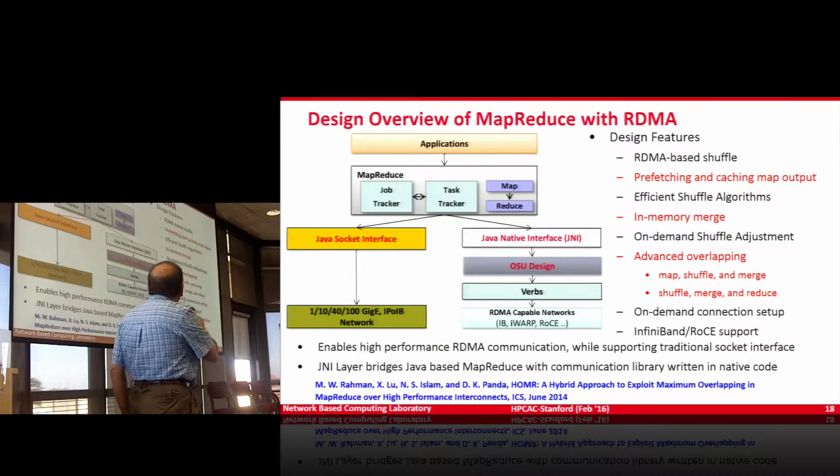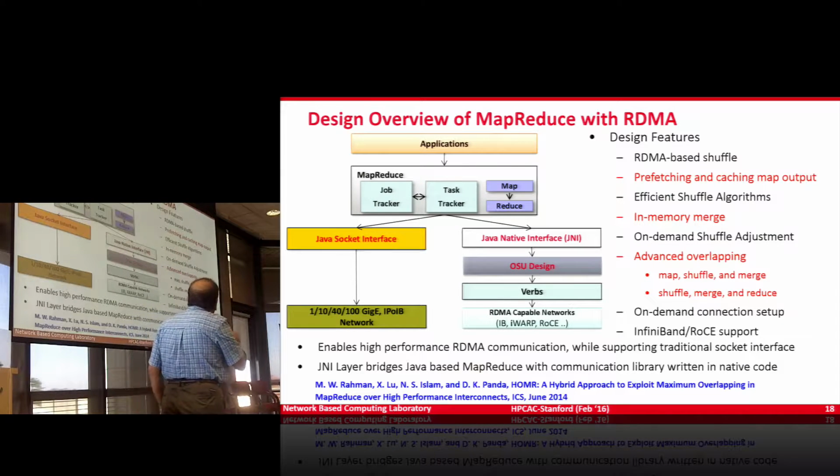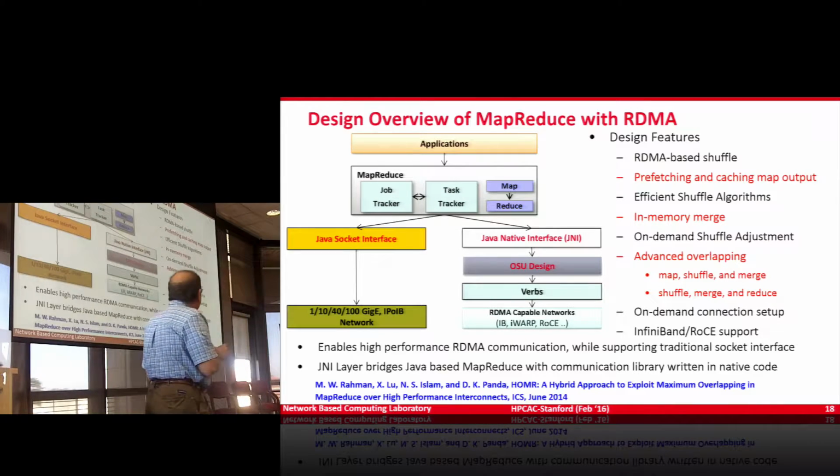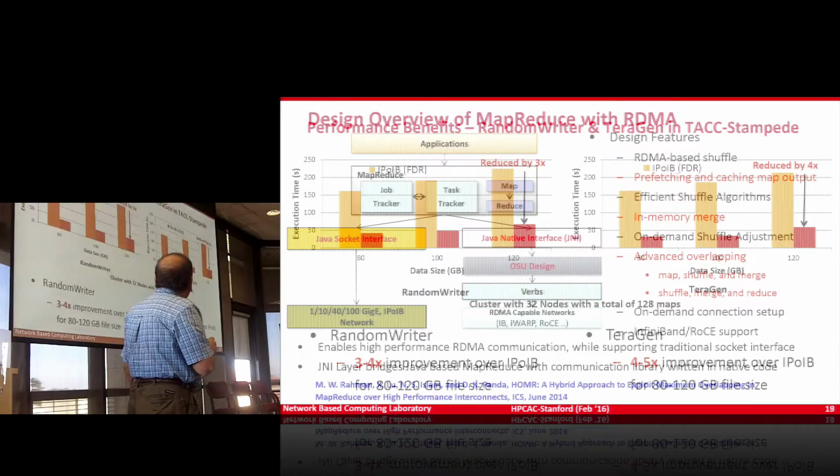Inside MapReduce, we not only changed it to the basic RDMA-based shuffle, because in MapReduce the shuffle time is the most time-consuming. So instead of doing it as a two-sided operation over sockets, we have changed it to a one-sided RDMA-based design. We have also done some prefetching, caching, in-memory merge, and advanced overlapping. So a lot of techniques have gone in, and those are all available in the published papers. I'll not have time to go over it.